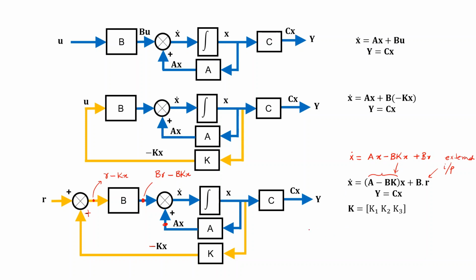So now new A, B, C, D matrices are like this. New matrix A is A minus BK. New matrix B is same, B. New matrix C is same, C. And new matrix D is same, 0. So this is what pole placement is. Now we will see an example with the help of characteristic equation.